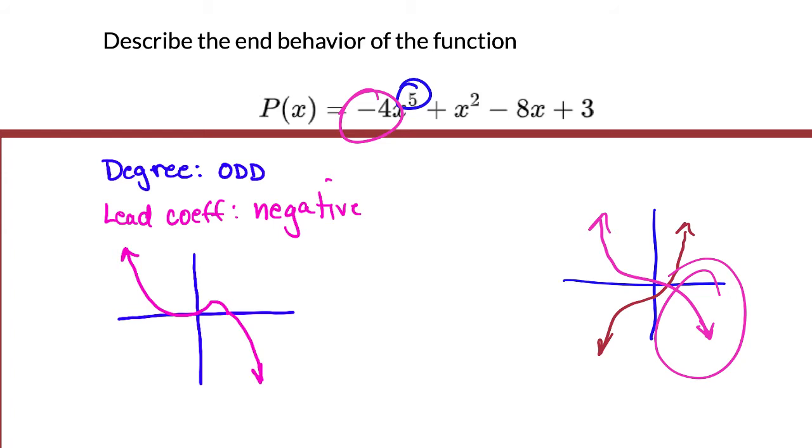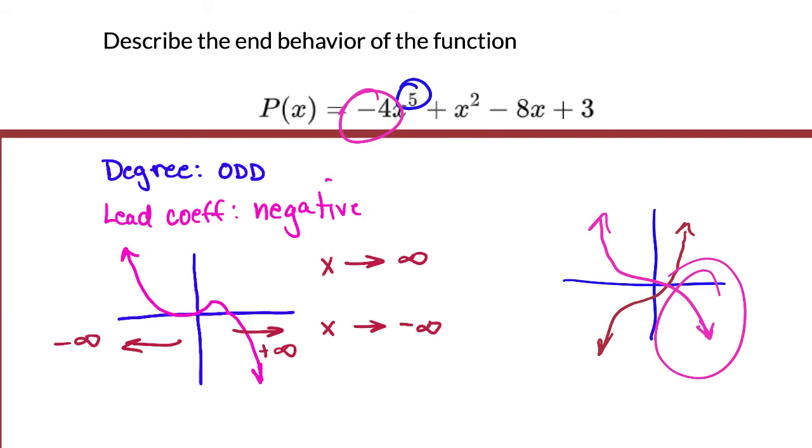To describe this end behavior, we write two statements. We say what happens when x goes to the right and what happens when x goes to the left. That's positive infinity to the right, positive x's, and it's negative infinity to the left, negative x values.